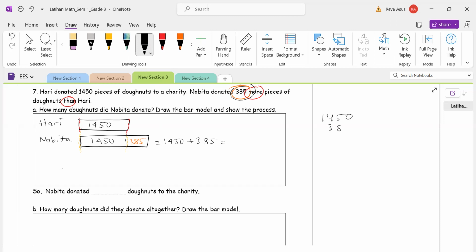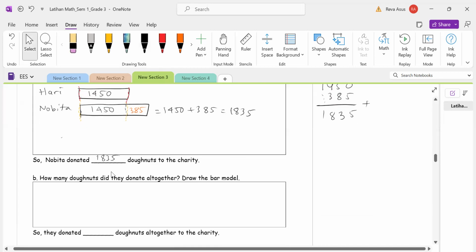1,450 plus 385. 0 plus 5 is 5. 5 plus 8 is 13. Put 3 here and then 1 up. 1 plus 4 is 5 and then plus 3 is 8. And then 1 just goes down. So it is 1,835. Don't forget to put the conclusion here. So Nobita donated 1,835 donuts to the charity.